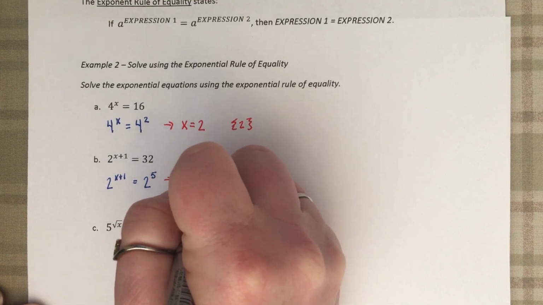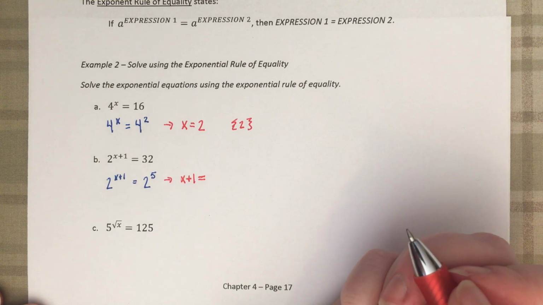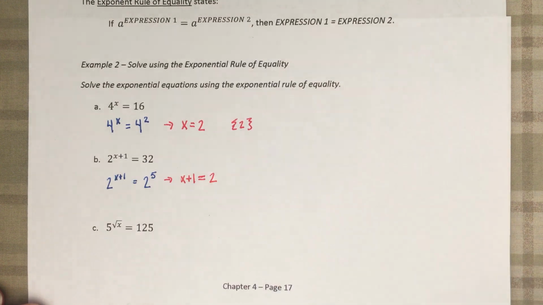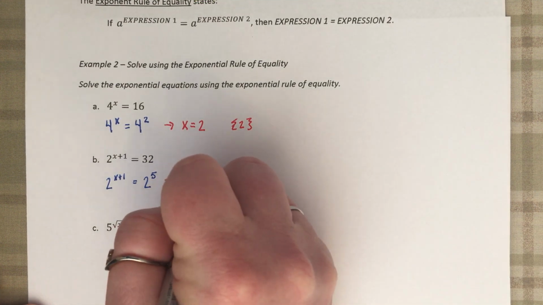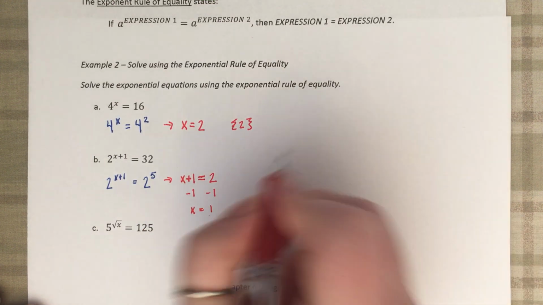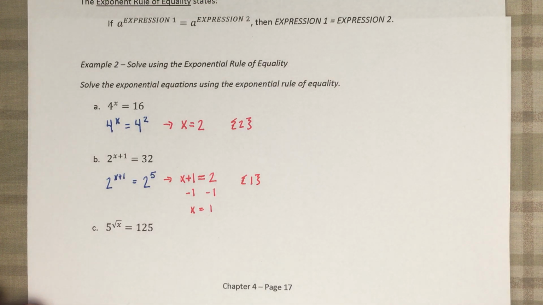That means, again, we're not going to consider our bases since our bases are the same. We're just going to focus on our exponents and set those expressions equal to one another. So we have x plus 1 is equal to 2. If we subtract 1 from both sides, then we get x is equal to 1. So our final answer for this one is going to be 1.